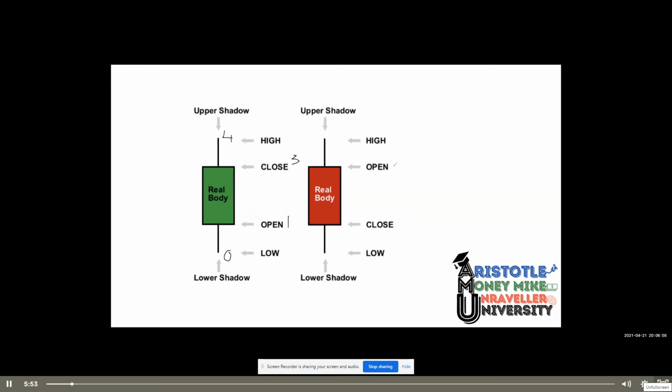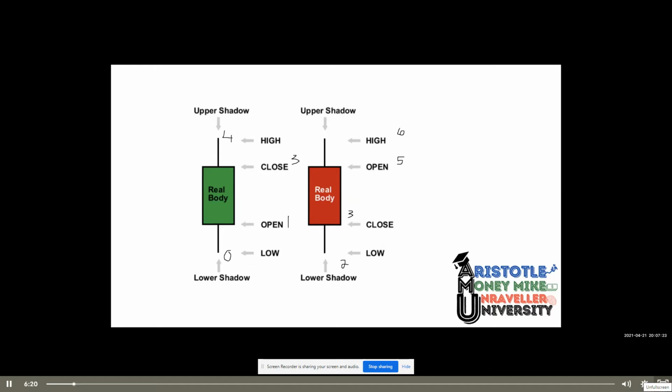Okay, let's just say it opened at, let me see, we can say something like, okay, highest is 6, right? But it opened at, let's just say a 5, right? And then it went as low as like a 2, but then closed at like a 3, right? So that's kind of how a red candlestick would look.